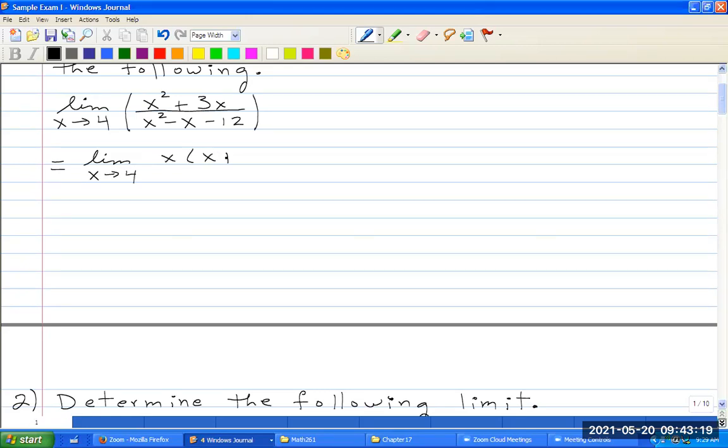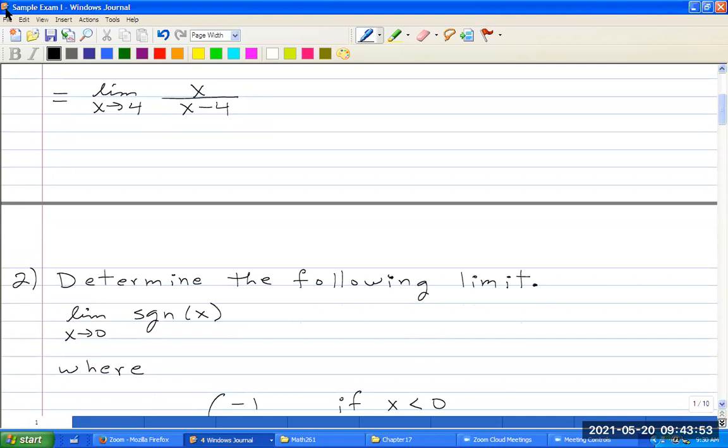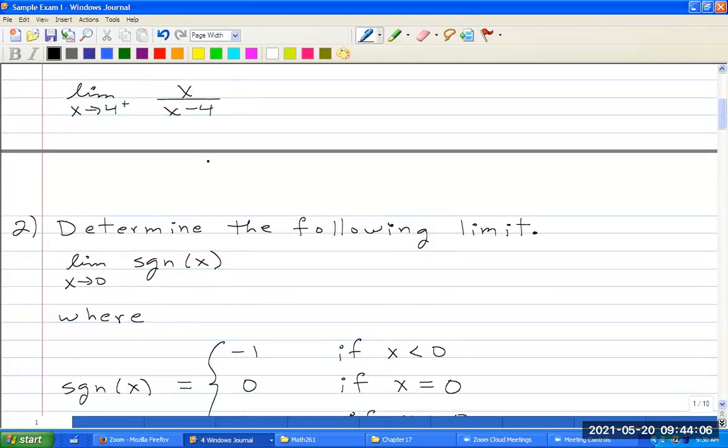Factor out an x, factor. And so you can simplify this: the limit as x approaches 4 of x over x minus 4. So let's look at each of the one-sided limits to show that the two-sided limit does not exist. Let's take values of x greater than 4.